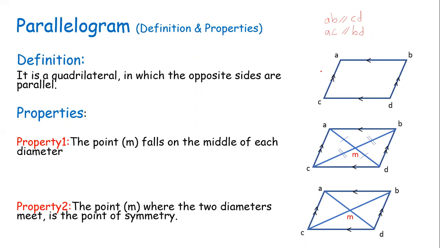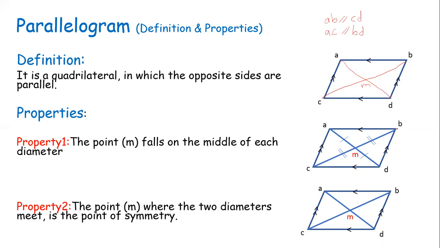Now, based on this definition, we will move to talk about some properties of parallelograms. The first property: the point M falls on the middle of each diameter. First of all, AD and BC are the two diameters of the parallelogram. Now, those two diameters meet in a point M. This point M splits each diameter into two halves.